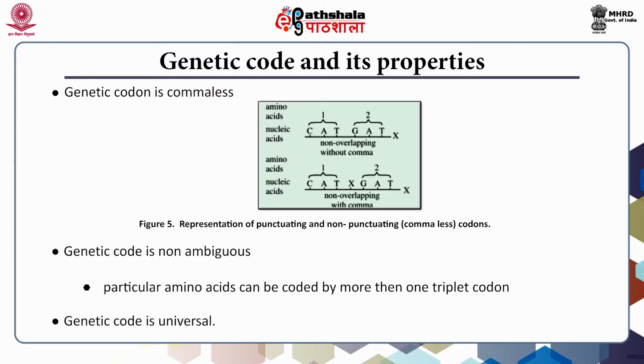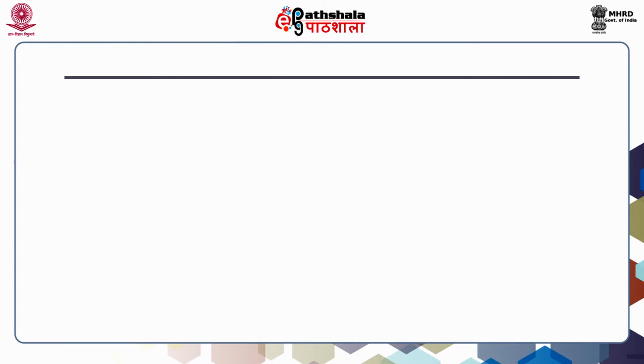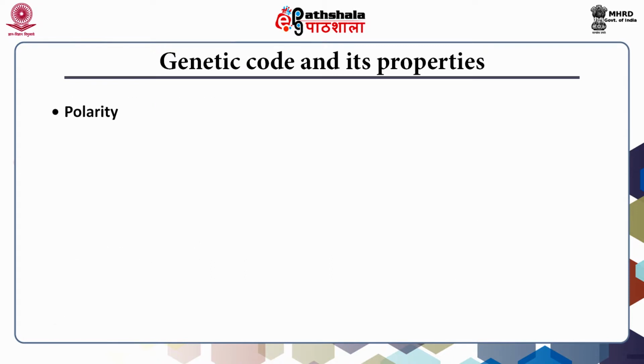Genetic code is universal, which means that if the code AUG codes for the amino acid methionine in microbes, then it will also code for methionine in other living systems, including plants and animals. Genetic code has polarity. It means that it is always read in 5' to 3' direction.